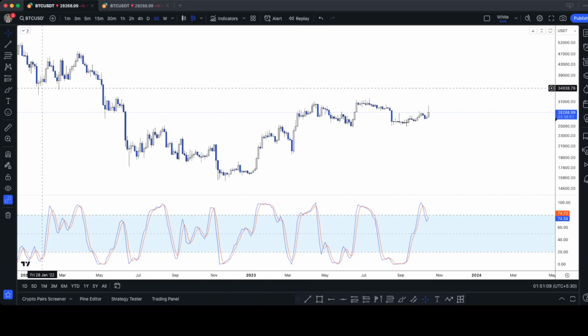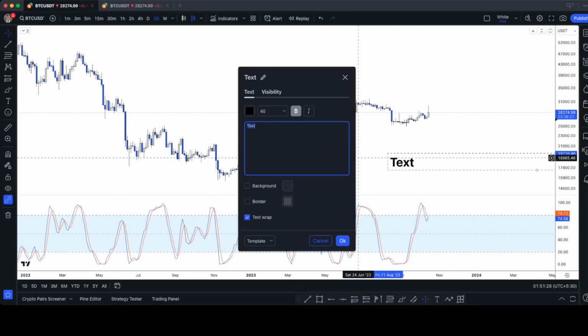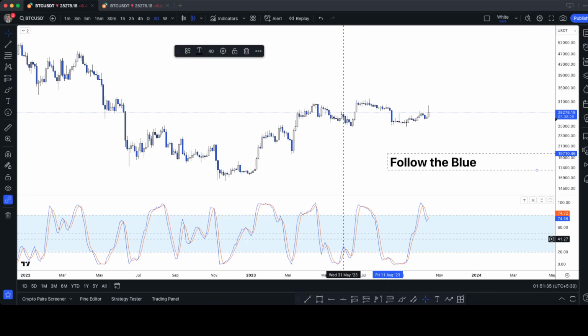Now, what if I make stochastic RSI clear to you in just three words, and it's done? Okay, let me show you this. I'll write something and it will be clear. Stochastic RSI. Done. It's all about stochastic RSI.